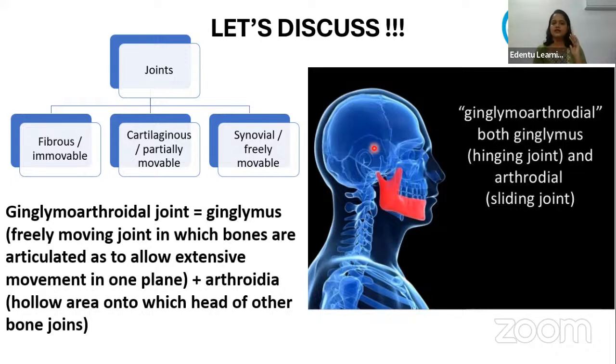Ginglymus is nothing but a freely moving joint in which the bones are articulated to allow extensive movement in one plane. Such a type of joint is called a ginglymus, and the other one is the arthrodia. Arthrodia means sliding joints. It is a hollow area onto which the head of the other bone joins. Since it is both ginglymus and arthrodial, we can call it the ginglymoarthrodial joint. So remember the name. TMJ is a synovial joint and it is also a ginglymoarthrodial joint.